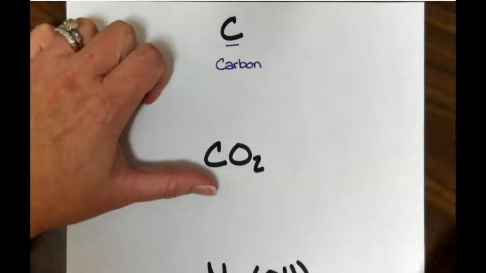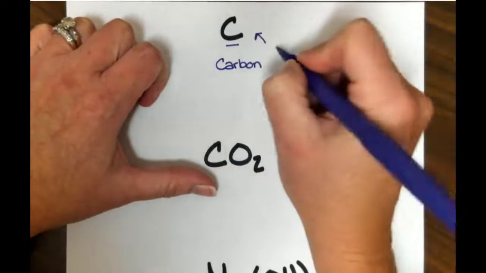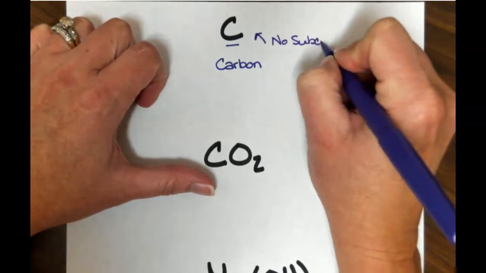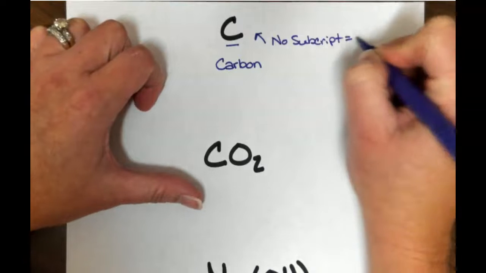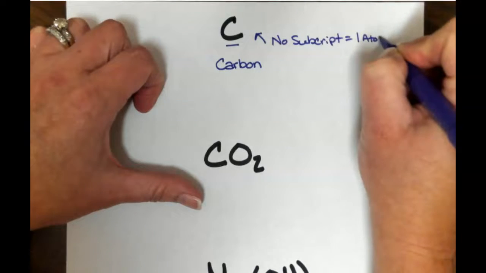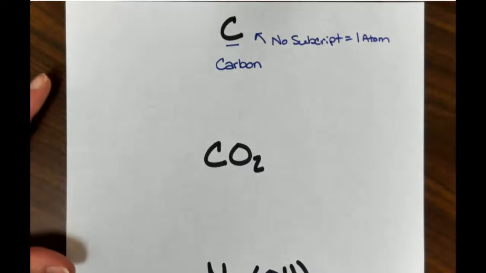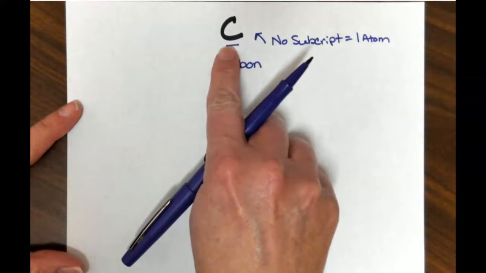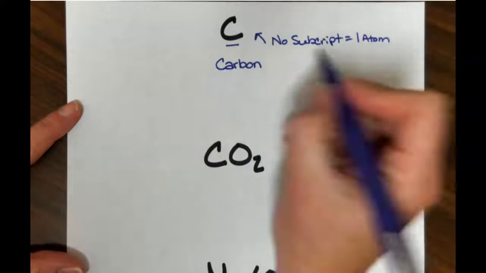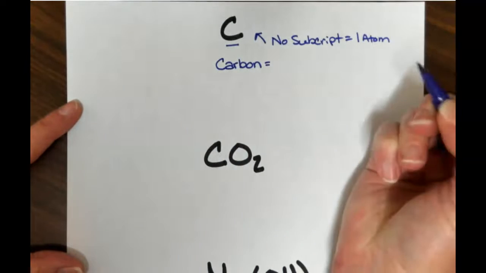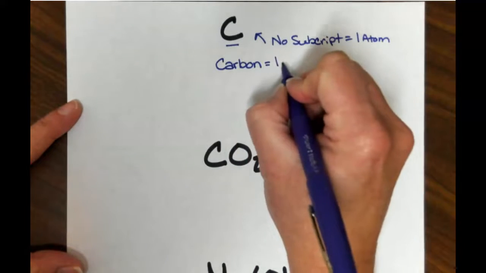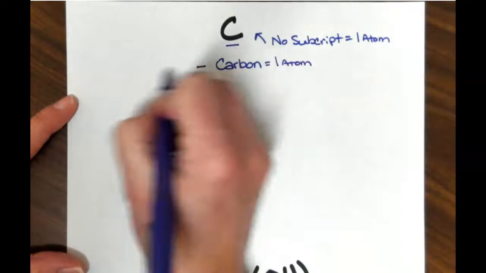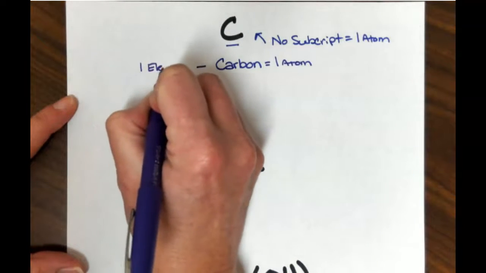Now, we've been talking about subscripts. In this case, there's no subscript written behind carbon. So if there is no subscript, that means there's one atom of that element. Don't tell me 0 atoms. There are never 0 atoms. There would be no reason for us to write the symbol for carbon. So for this element, we have carbon and we only have one atom. So our total atoms are 1 and we have one element.